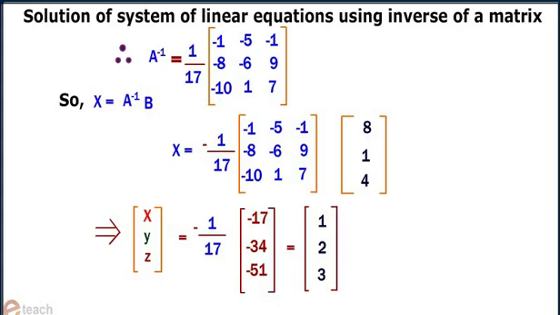Since A X is equal to B, therefore X is equal to A inverse B, where X is a matrix formed by the variables of simultaneous equations. Therefore, on simplification of the matrix form, we get x is equal to 1, y is equal to 2, and z is equal to 3.